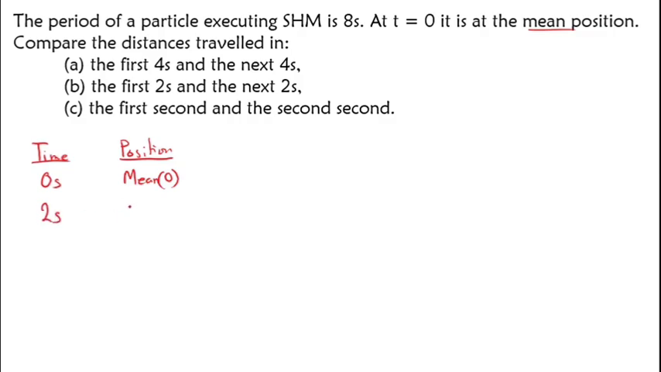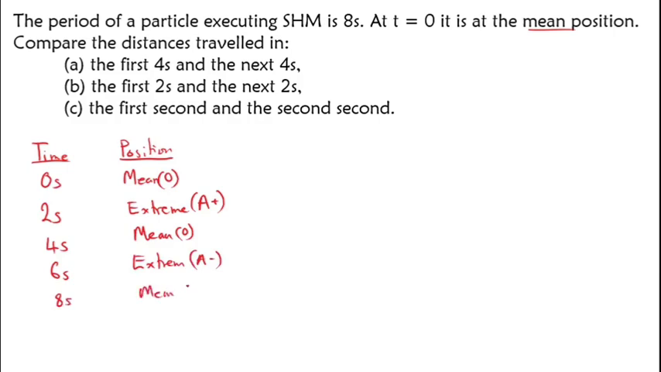So this means that in the 2nd second, it will be at the positive extreme position, which is A+. Then, after another 2 seconds, it will come back to the mean position. So now we're at second number 4, and it's back at the mean. Then after 6 seconds, it will go to the extreme negative. And lastly, after 8 seconds, it will come back to the mean position at 0.